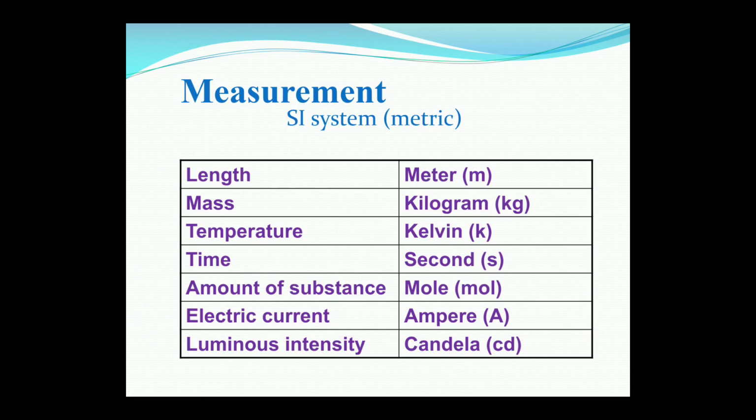Now talking about measurements, there are certain SI units which we have to study, for different parameters. On the left hand side we can study length, mass, temperature, time, amount of substance, electric current, and luminous intensity. The SI unit of length is meter. For mass we use kilograms. For temperature we take Kelvin. For time it is second. For amount of substance we calculate the quantity in moles, already discussed in detail in the solution chapters. Electric current is in ampere, and luminous intensity is in candela. In physics we generally discuss these terms.